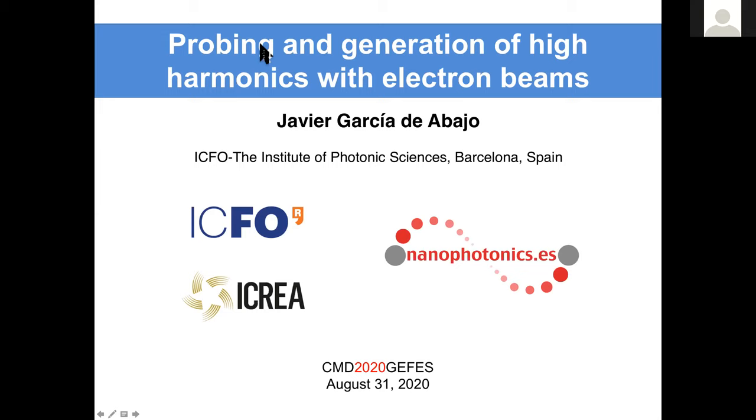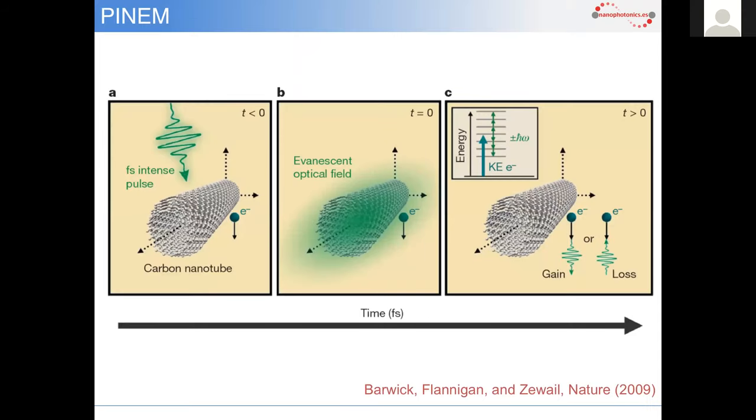I was very optimistic when I wrote the abstract, thinking I was going to have enough material to talk about a lot of new stuff with electron beams only for harmonic generation. But this is still in progress, so I will talk only for 5 minutes about how these electron beams can actually be used to generate harmonics or to probe harmonics, etc. And then I have to change gears a little bit.